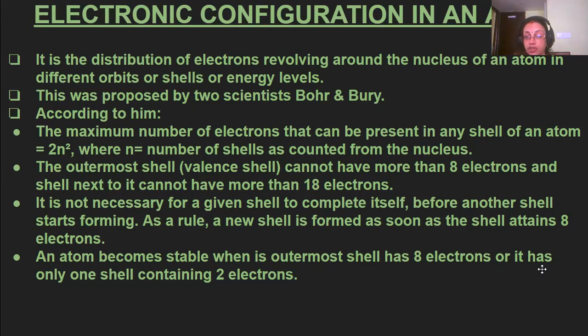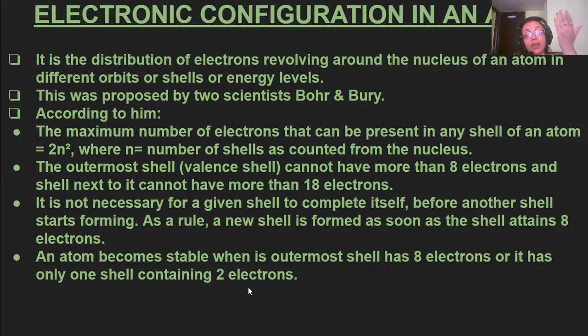without completing the penultimate shell. As a rule, a new shell is formed as soon as the shell attains 8 electrons. As soon as one shell has 8 electrons, the other shell starts forming. An atom becomes stable when its outermost shell has 8 electrons and it has one shell containing 2 electrons. Only one shell has 2 electrons, that is the first one, the closest to the nucleus, and the rest can have 8 electrons or more.